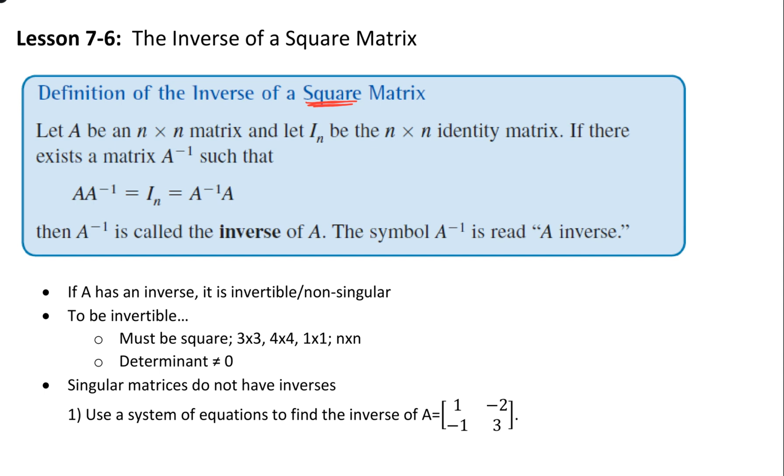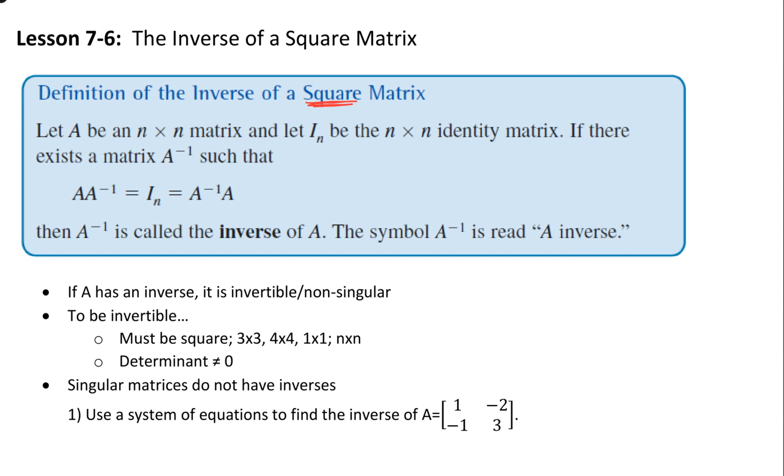We also know that an inverse multiplied by its matrix is going to give you what we call the identity matrix. You can see here that the definition of the inverse matrix states that if you have an n by n matrix A and you have an n by n identity matrix, then there is an inverse matrix, A to the -1 power, this A inverse right here, such that when you multiply A by that inverse, it's going to give you the identity matrix.